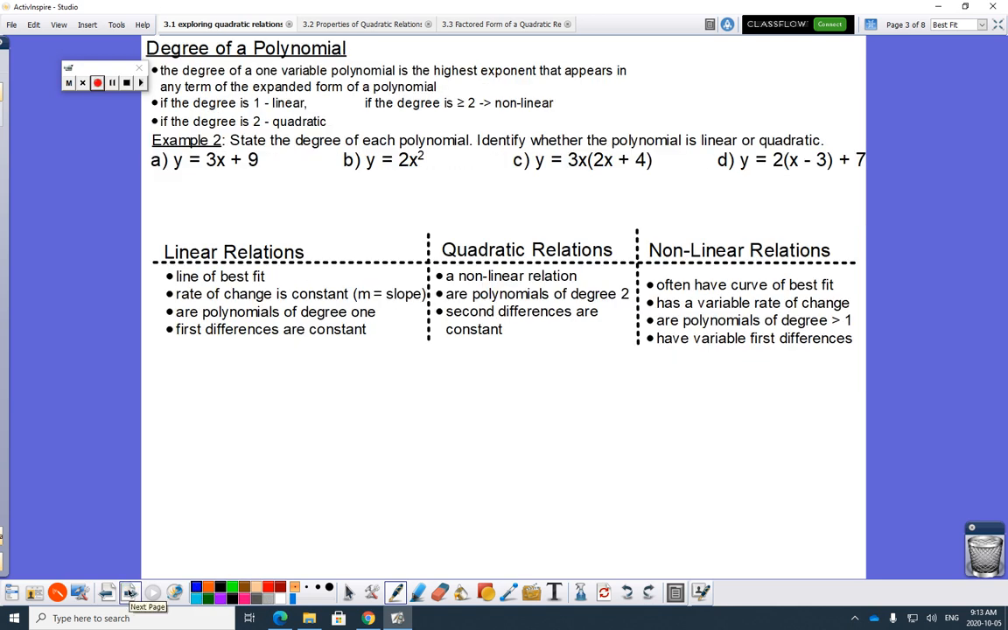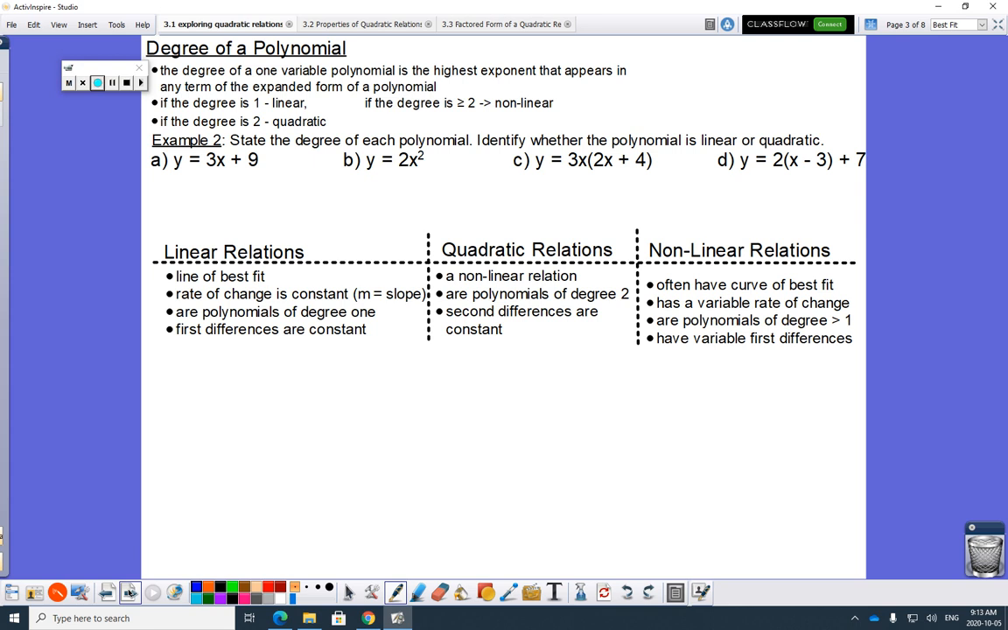So another way you can tell whether something is linear or quadratic is based on the exponent. Now, you have to make sure, like this one here, for example, that is misleading because you have to distribute that 3x, okay? Same thing here, except there's no x value there, so it's a little bit easier. So some of these are straightforward, and some of them you have to do a little bit more work, okay?